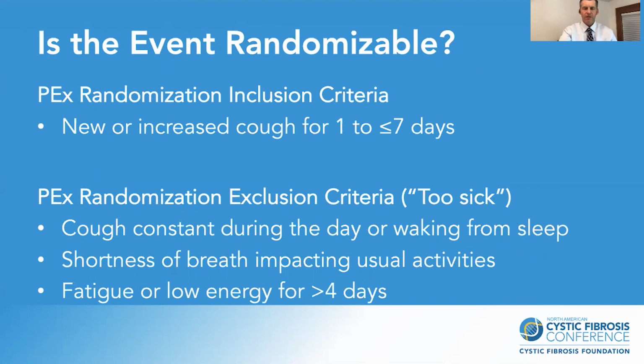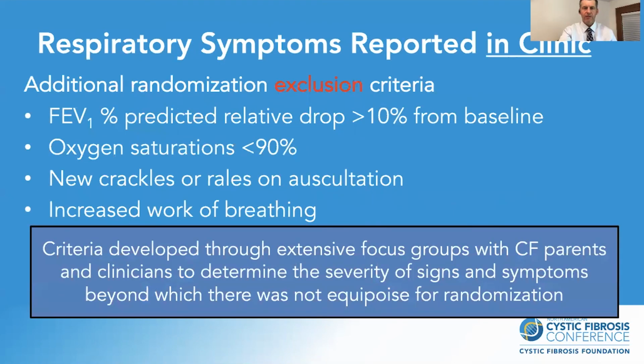But exacerbations are too severe, the patient's too sick, if a cough is constant during the day or waking from sleep, there's shortness of breath impacting usual activities or at rest, or fatigue or low energy lasting more than 4 days. Additionally, if patients come to clinic, we have additional exclusion criteria, including FEV1 drops greater than 10% from baseline, saturations below 90%, new crackles on auscultation or increased work of breathing. And as I mentioned, these criteria were developed through extensive focus groups to make sure that we thread that needle right and don't try and randomize symptoms that are too severe.